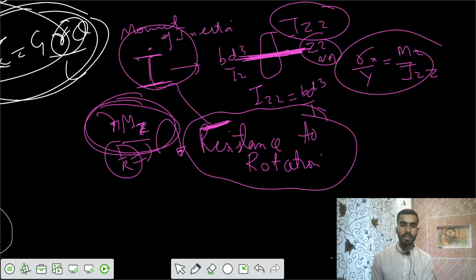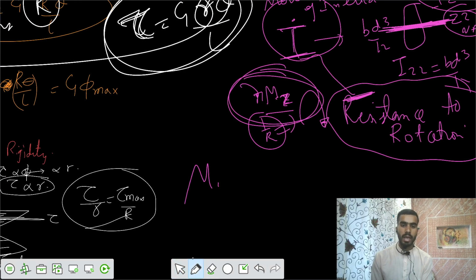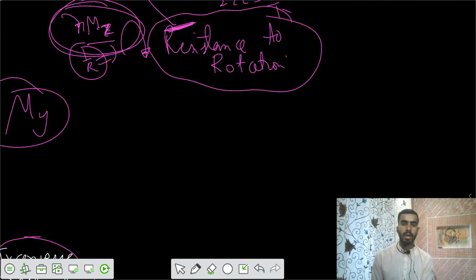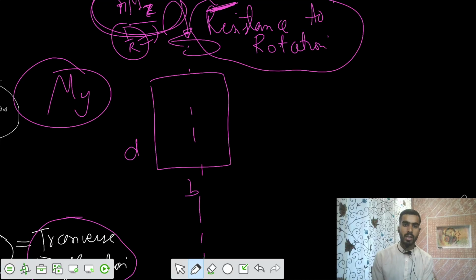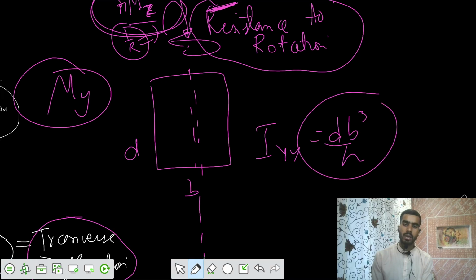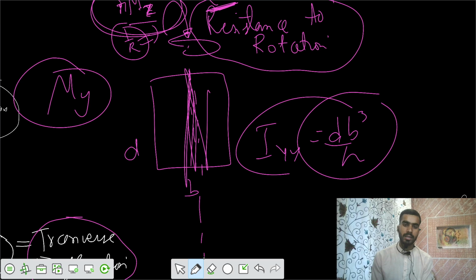Now similarly, you apply a moment in the y direction, M_y. We said that this is your b d cubed by 12. Then for the moment applied in the y direction, there should be some resistance. So we take Iyy, that's d b cubed by 12, so there is resistance in that same direction.